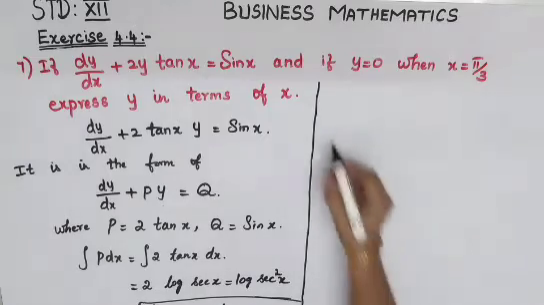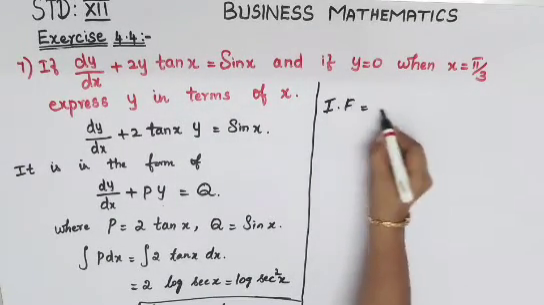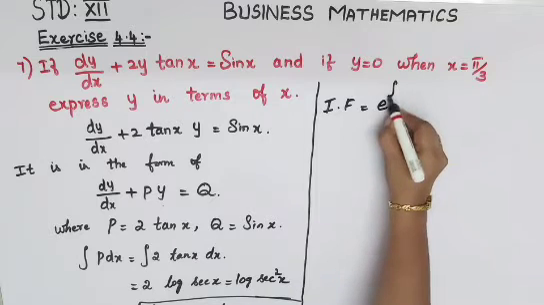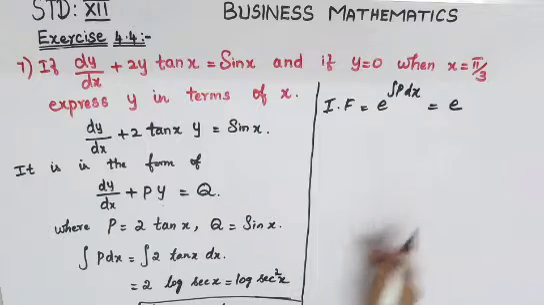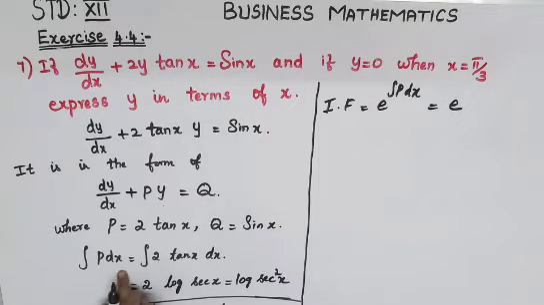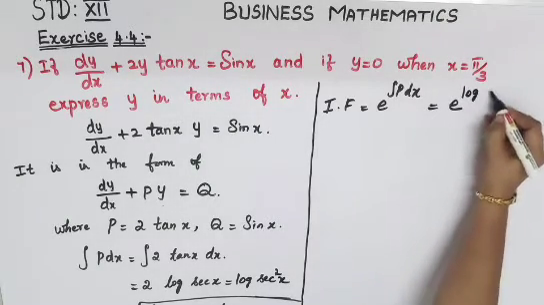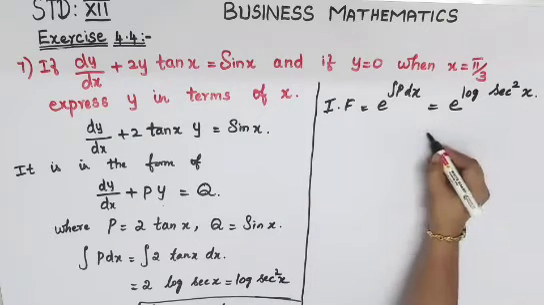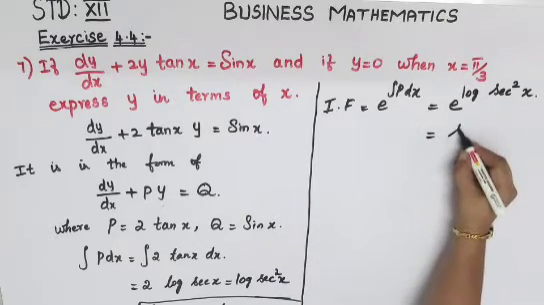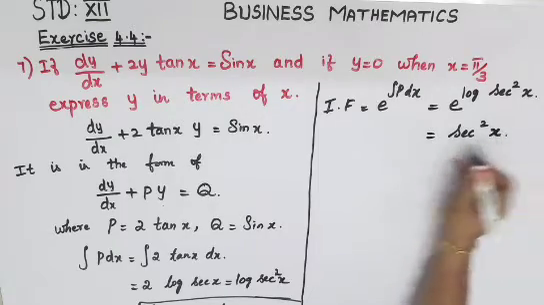So the next step is the integrating factor. You will have to find it. That is your IF, that is equal to e power integral of p dx. We have got it here, log secant square x. So I'll just write everything in the power, e power log secant square x. Wherever e and log is there, it will go. So you can write secant square x as your IF.